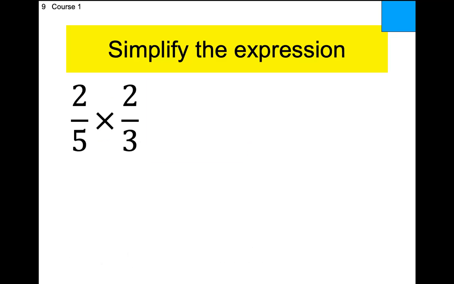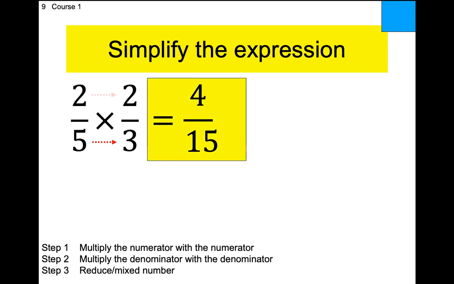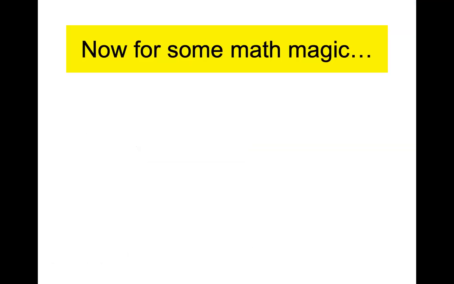Questions? All right. Box number 9. One more time. Step number 1, numerator times numerator. 2 times 2 is 4. Step number 2, denominator times denominator. 5 times 3 is 15. Step number 3, reduce. Does anything go into 4 and 15? No, so that's your answer. Do you agree that multiplication is easier than addition? Most people would say yes. So much easier.